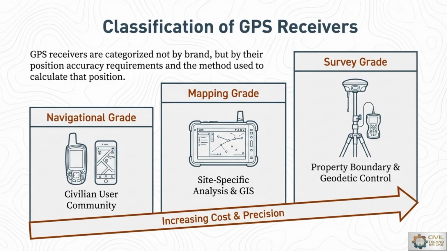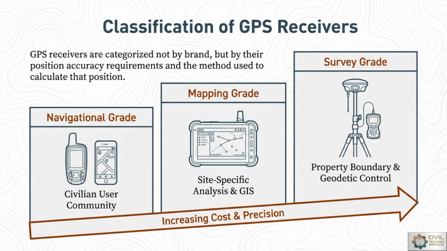Navigational grade is for the civil user community, used for things like Google Maps. Mapping grade is for site specific analysis and GIS, including controllers for any type of receiver station. Survey grade is for property boundaries or any geodetic control, used by government officials in the land records department, or for land use and land cover mapping.